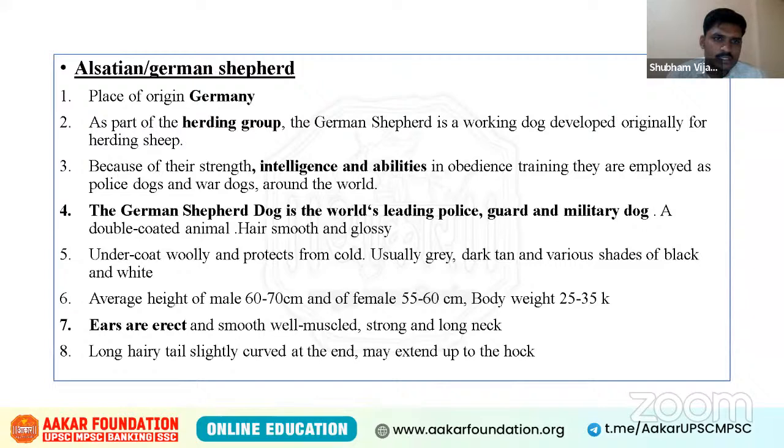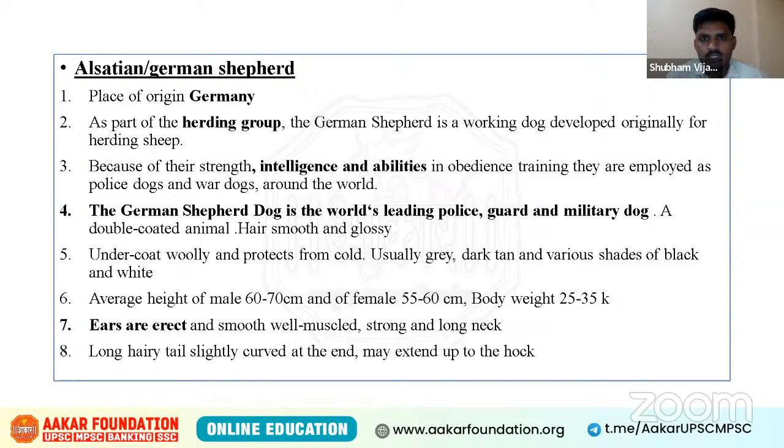Most of us have seen this breed, and it can be used as a home companion animal. The place of its origin is Germany. The name itself shows German Shepherd. So the place of origin is Germany, as a part of the herding group. This is the one of utility.